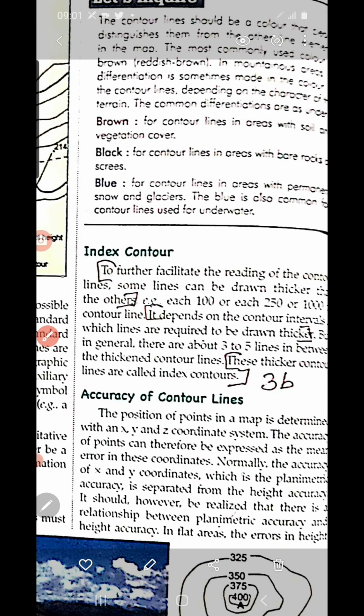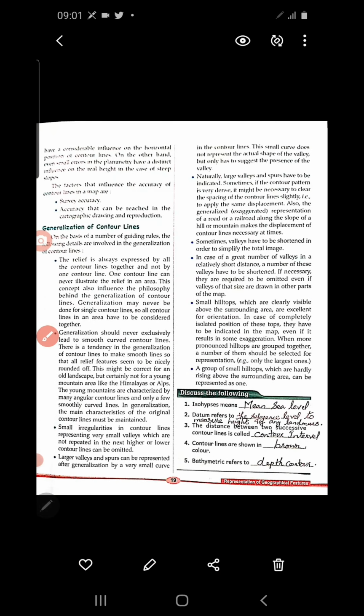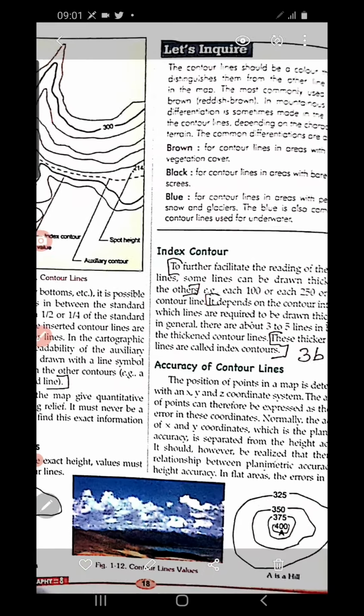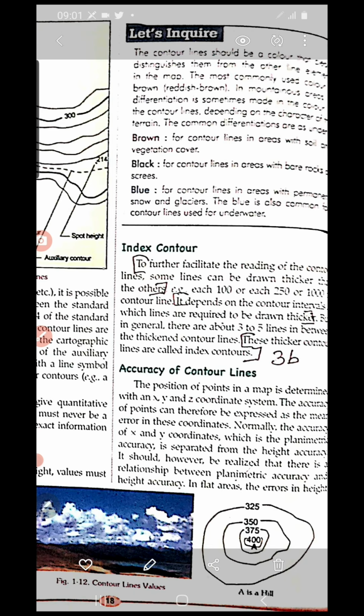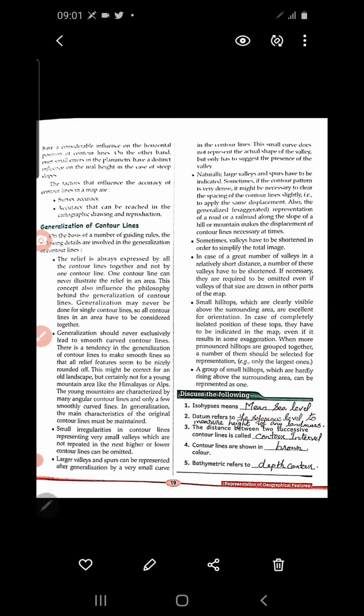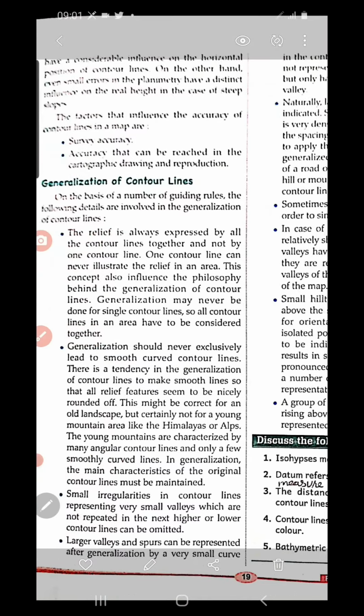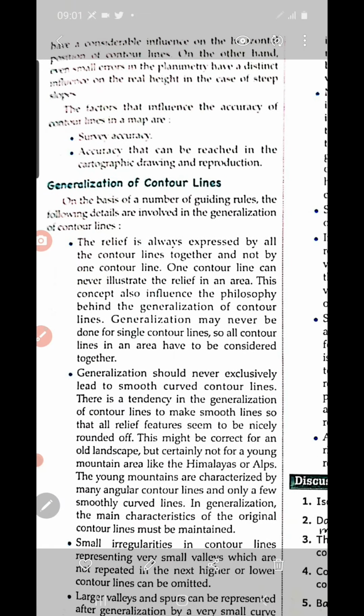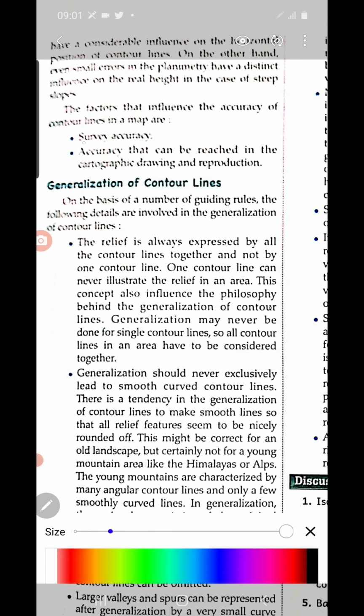Then the accuracy of contour lines we have to discuss. There are many things the accuracy of contour lines depends on. The first is survey accuracy: whether the cartographers or scientists measured correctly, going to that place, looking at the mountain, using different techniques like photography, whether they are able to do it properly or not.